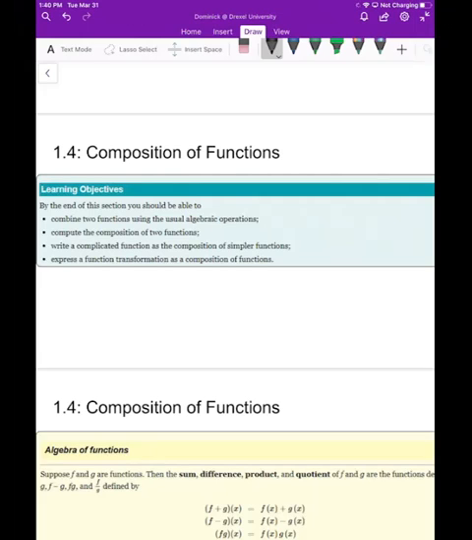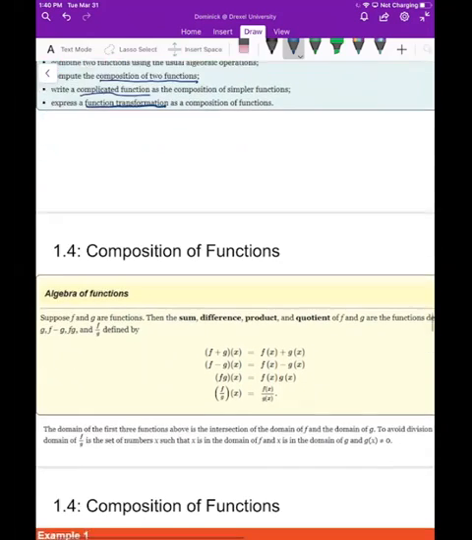We'll then talk about one thing that's very important when it comes to pre-calculus and calculus, and that's the idea of the composition of two functions. And then we'll be able to write a complicated function as the composition of some more simple functions. And we'll also talk about how can you look at function transformations, similar to what we did in the last video. How can you now express that as a composition of functions? All right, so let's go ahead and we'll get started.